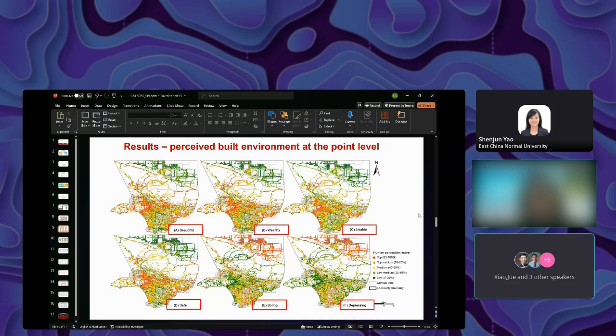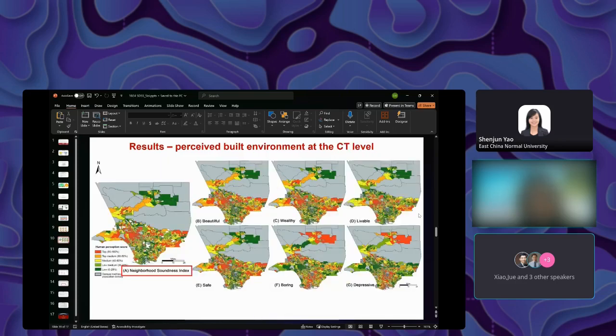Here you will see the results. That's the perceived built environment at the point level, where the imagery is collected, 6 different types. And then we further aggregate the 6 different types of human perceptions to the census tract level, as well as construct a new composite overall index. The name is Neighborhood Soundness Index, in order to represent the overall feeling of the people towards the surrounding environment.